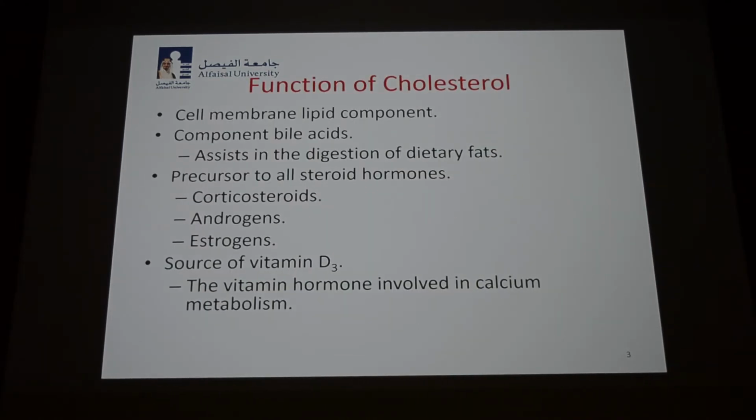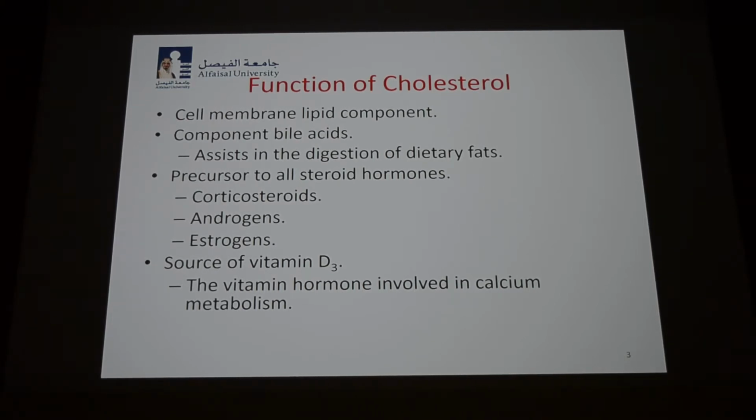So the function of cholesterol, as I said, is that it is the cell membrane lipid component. It is the precursor of bile acids, and we know that bile acids play a role in the emulsification of lipid, which helps in the digestion of lipid. And it is the precursor of all steroid hormones, including corticosteroids, mineralocorticoids, androgen, estrogen, and all these steroid hormones are derived from cholesterol. And also it is the precursor of vitamin D.